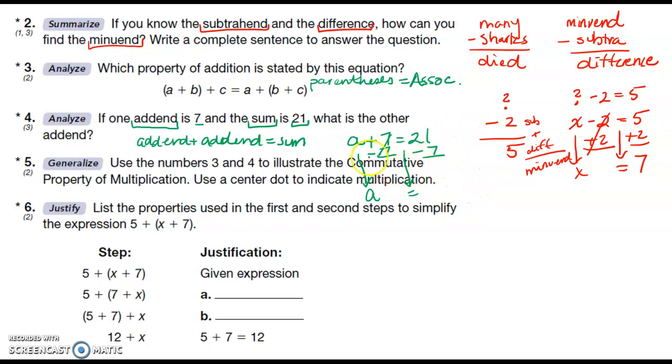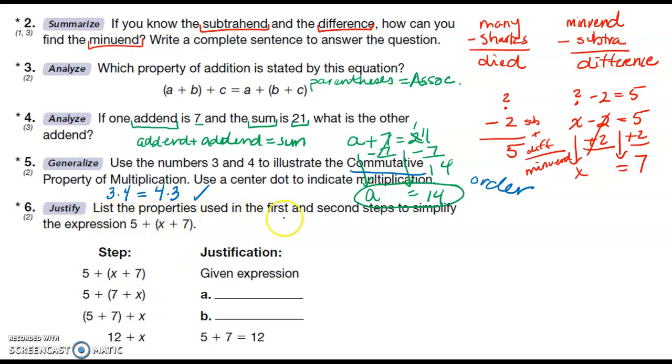That's not cool. Okay, so I subtracted 7 from this side. I'm subtracting 7 from this. Come on, there we go. 4, 1, 14. So I have A is equal to 14. Number 5 says use the numbers 3 and 4 to illustrate the commutative property of multiplication. Use a center dot. So I have 3 times 4, and we know that the commutative property is all about order. So we're going to change the order to 4 times 3, and that's how that works.